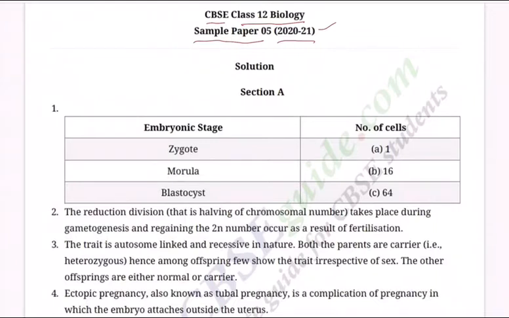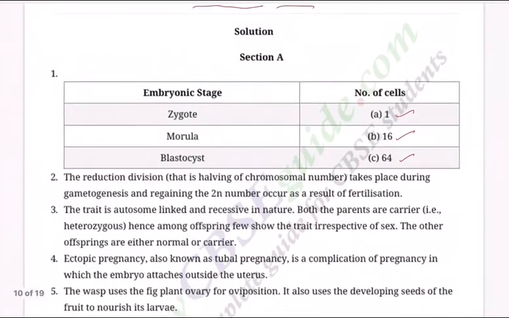Yesterday's session I gave you questions of section A and told you to write the answers. If the answers are ready, you can compare your answers with my answers. Question number 1. Mention the number of cells in the following stages. Embryonic stage, zygote. Number of cells, of course zygote is always a single cell. Morula, of course we know, 16 cell stage. Blastocyst, 64 cells will be there. So this is the answer for question number 1.